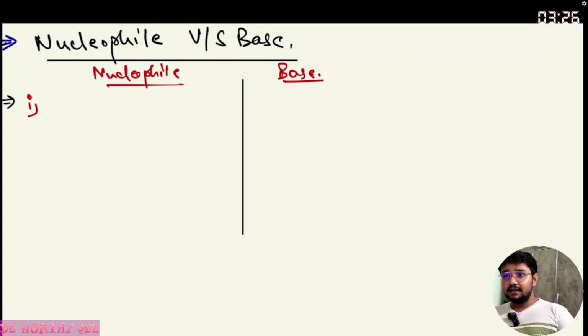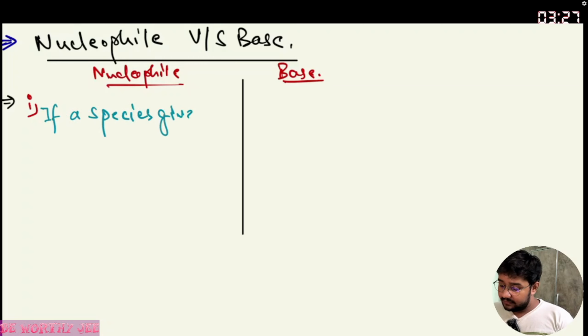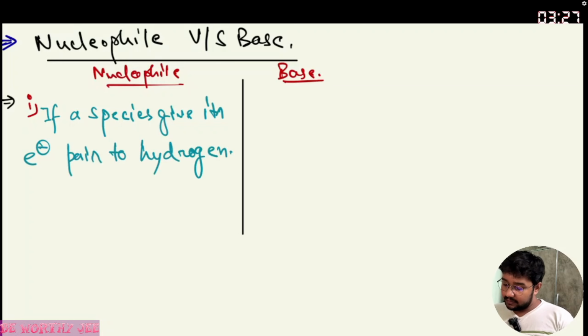Then only you can understand the concept, and you can visualize it in a different manner rather than just reciting it and learning it by skimming through it. So yeah, write it down. If a species gives its electron pair to hydrogen, then it is what?